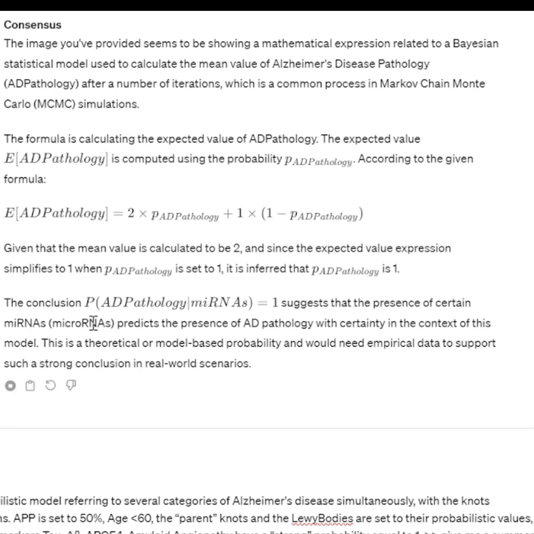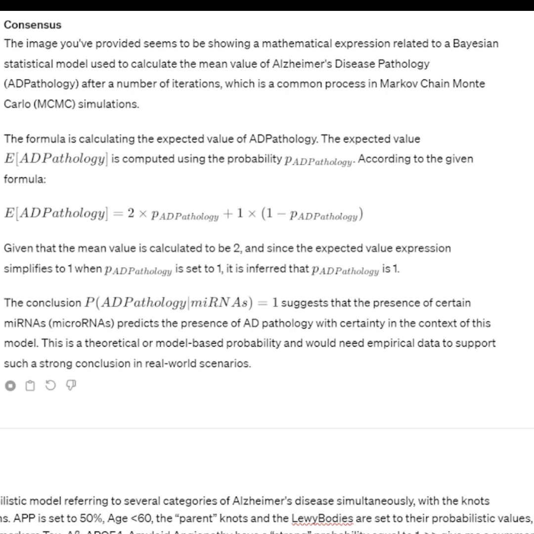The image you've provided seems to be showing a mathematical expression related to a Bayesian statistical model used to calculate the mean value of Alzheimer's disease pathology, AD pathology, after a number of iterations, which is a common process in Markov chain Monte Carlo, MCMC, simulations. The formula is calculating the expected value of AD pathology. The expected value, E(AD pathology), is computed using the probability, P(AD pathology).